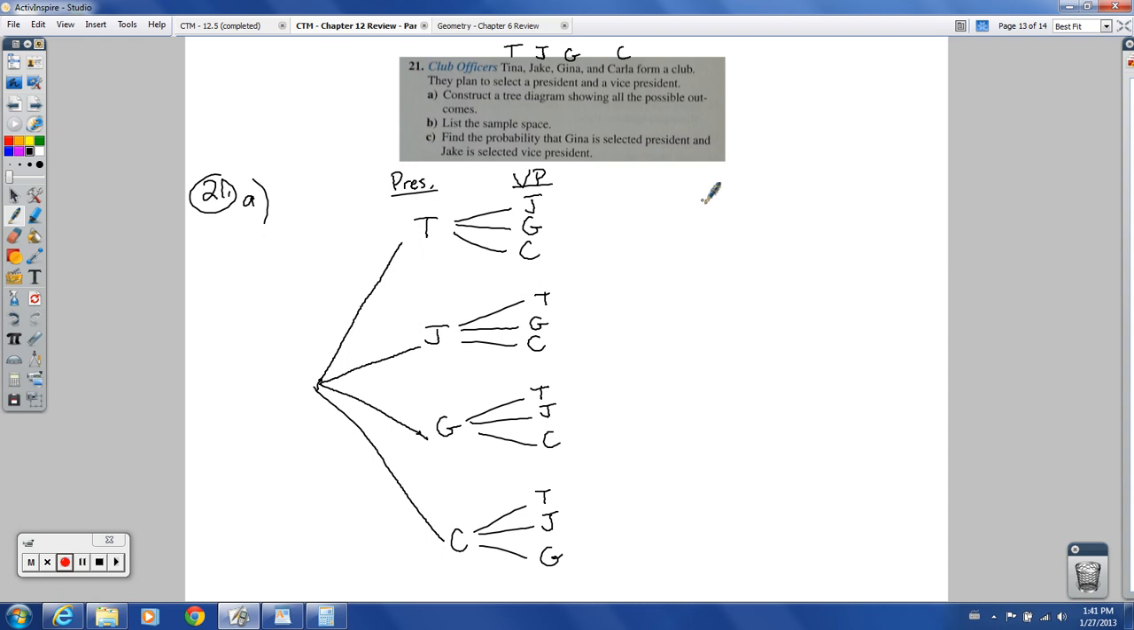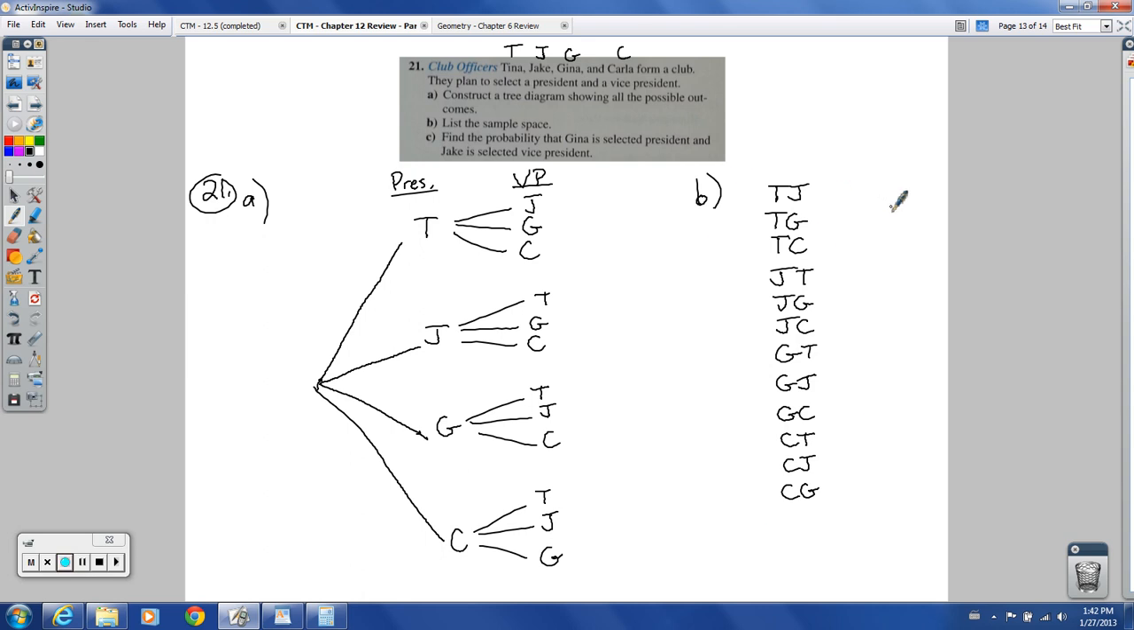So the sample space, this is all possible outcomes here. Sample space, we could do that right here, part B. If you're saying this represents that, so the sample space would be TJ, TG, and TC. Tina, Jake, Tina, Gina, and Tina, Carla. Then we have Jake, Tina, Jake, Gina, Jake, Carla, Gina, Tina, Gina, Jake, Gina, Carla, Carla, Tina, Carla, Jake, and Carla, Gina. So that would be your sample space all right there.